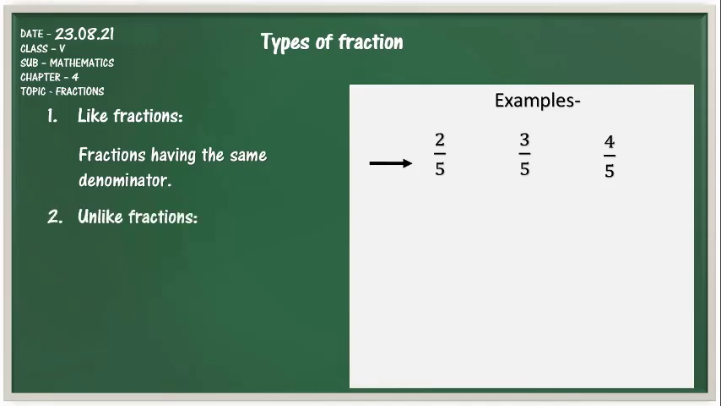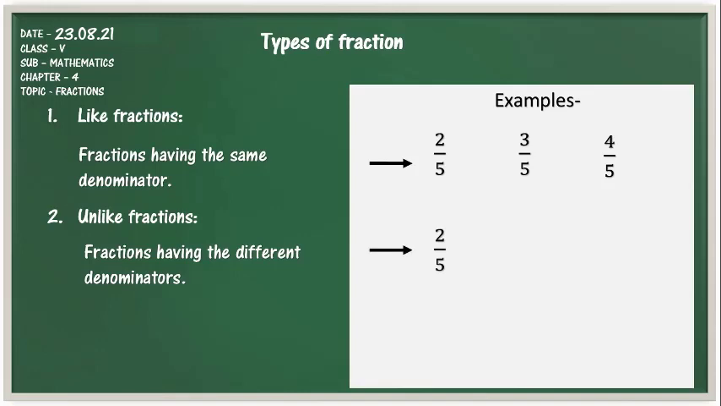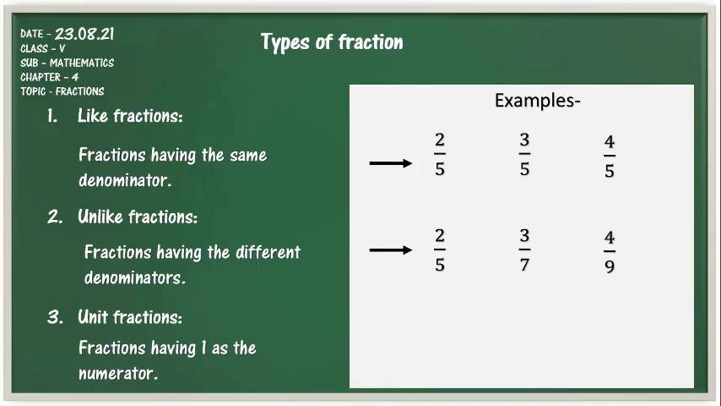Unlike fractions. Fractions having different denominators are called unlike fractions. For example, 2 by 5, 3 by 7, 4 by 9. Here, the denominators are different. Third, unit fractions. Fractions having 1 as the numerator are called unit fractions. For example, 1 by 4, 1 by 8, 1 by 11. Here, all the numerators are 1.